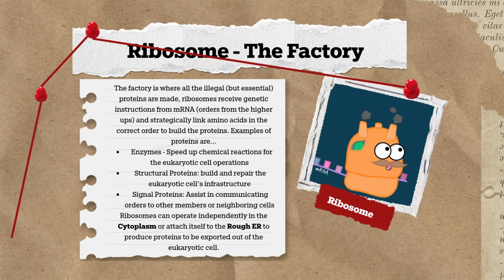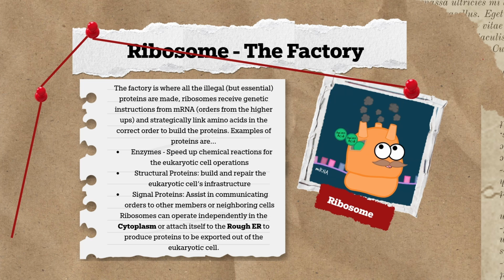The ribosome. So the ribosome is the factory where all the illegal but essential proteins are made. Ribosomes receive genetic instructions from the mRNA, orders from the higher ups, and strategically link amino acids in the correct order to build the proteins.